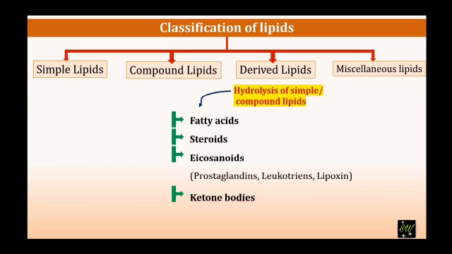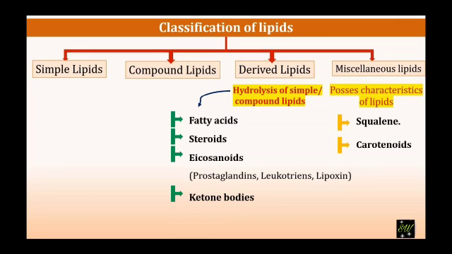The examples are fatty acid, steroid, eicosanoid, and ketone bodies, which are also derived from acetyl CoA. The fourth class is miscellaneous lipid, and they possess the characteristics of lipid. For example, squalene and carotenoid.